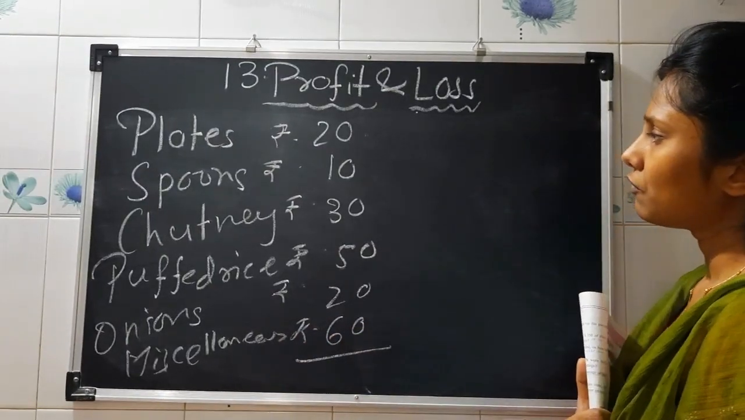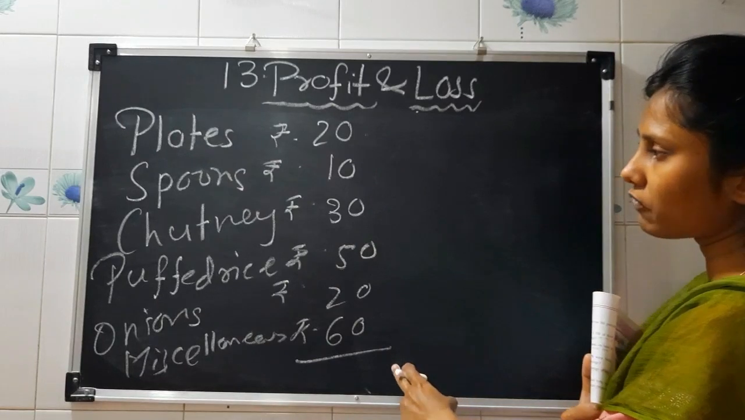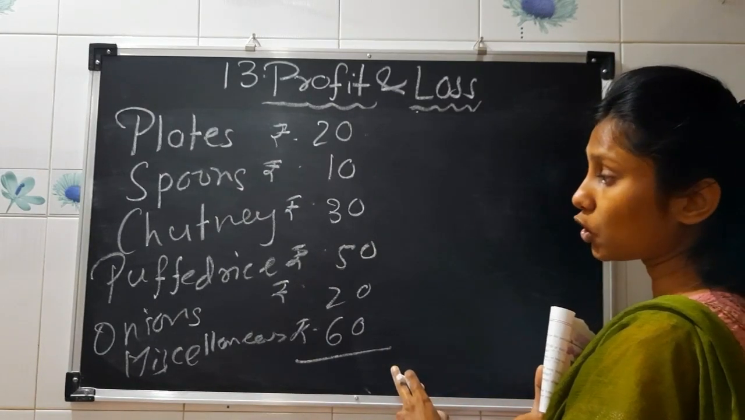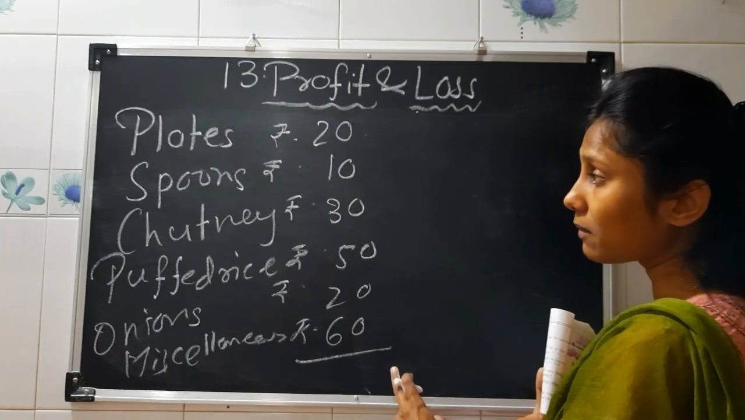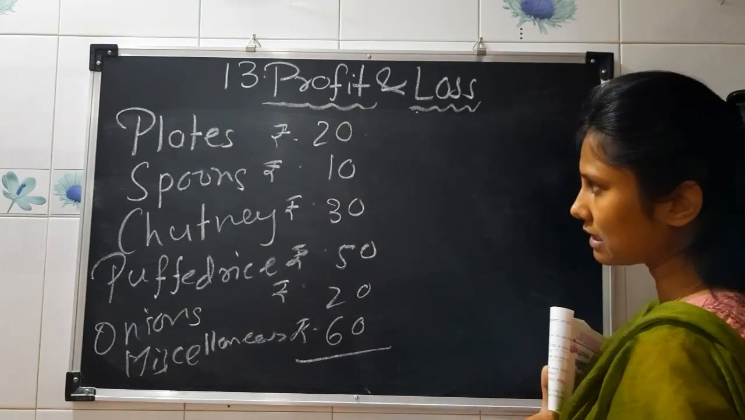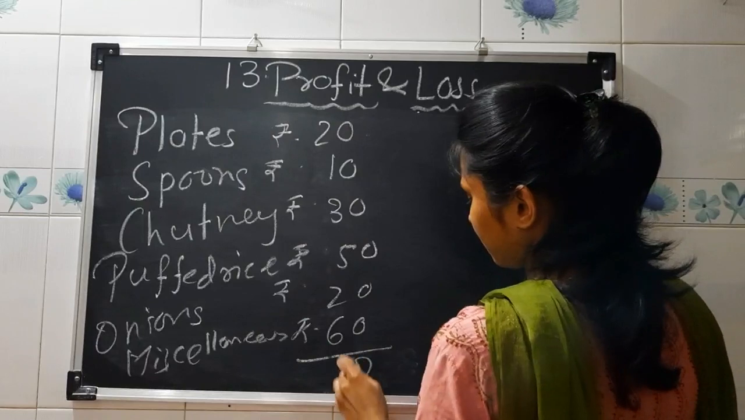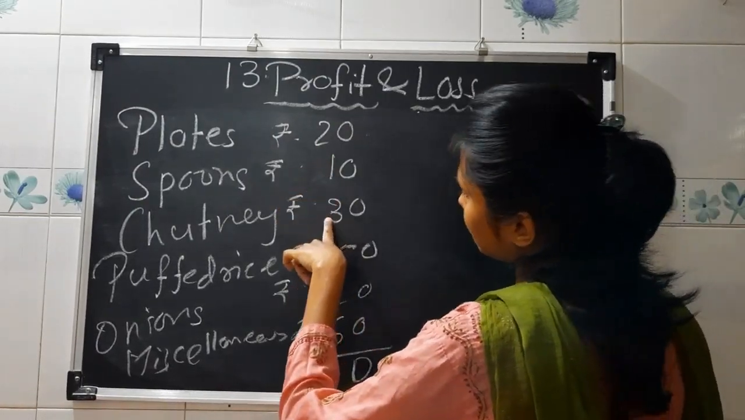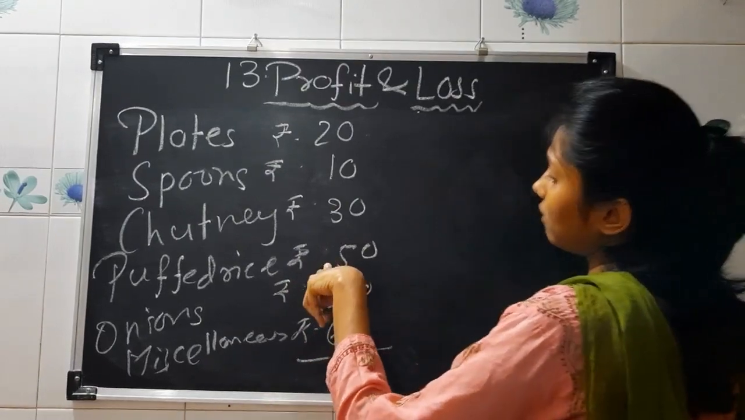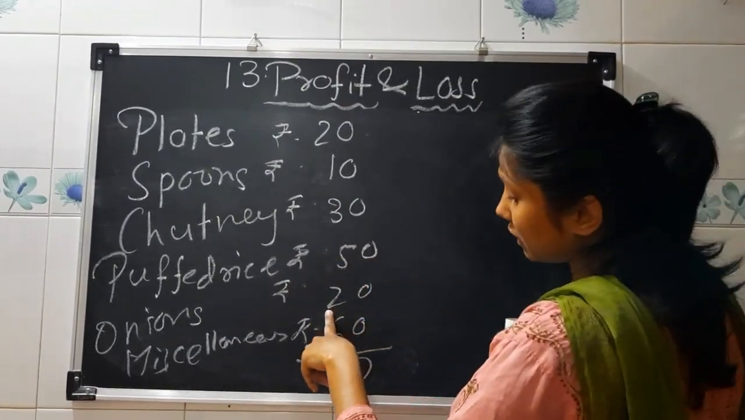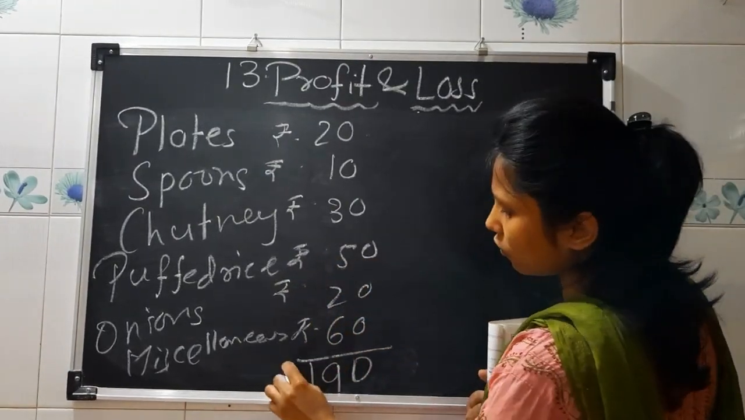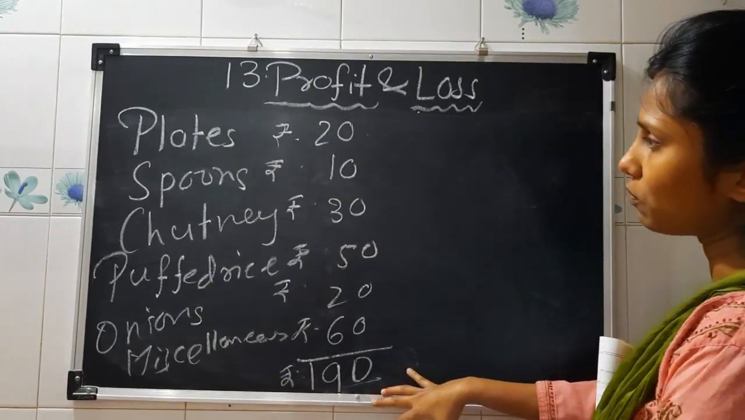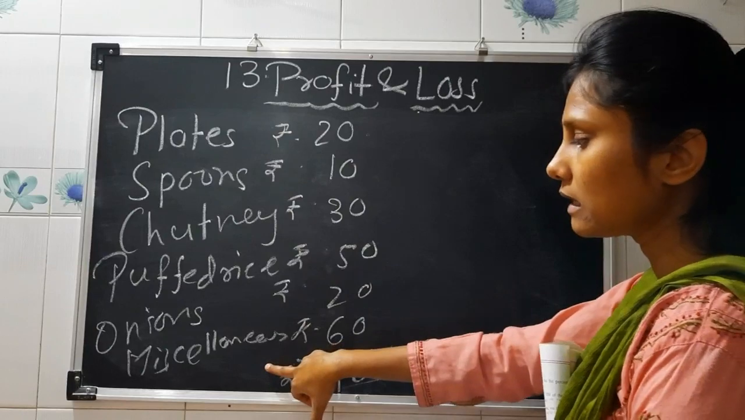Now we have to total all these expenses so that we can find the total amount spent by her for purchasing all these items. 20 plus 10, 30, 30 plus 30, 60, 60 plus 50, 110, 110 plus 20, 130, 130 plus 60, 190. So she spent a total of 190 rupees for buying all these things.